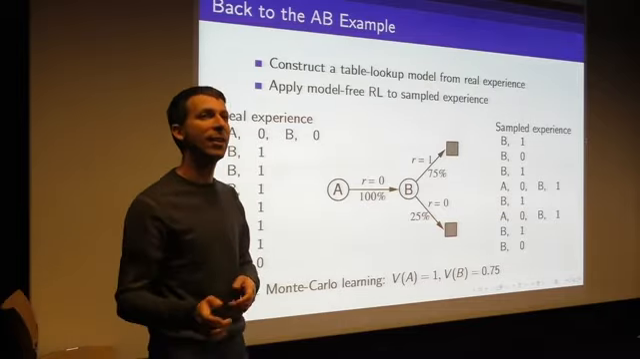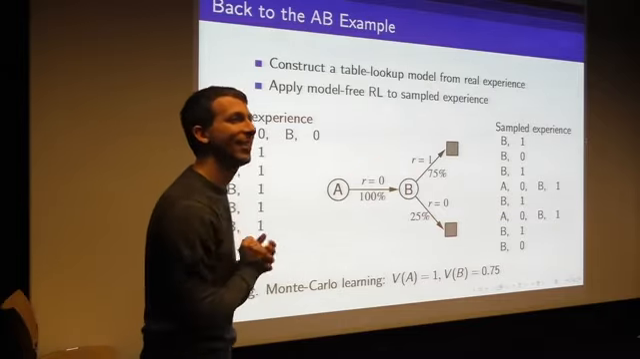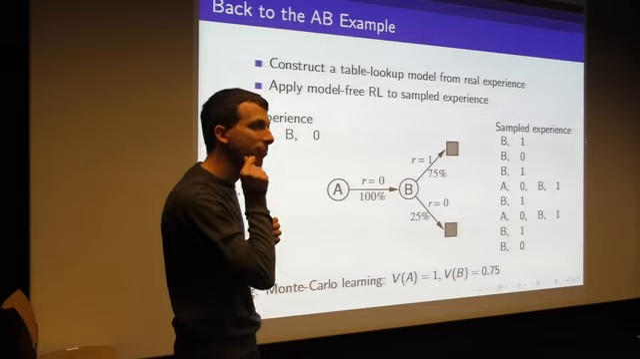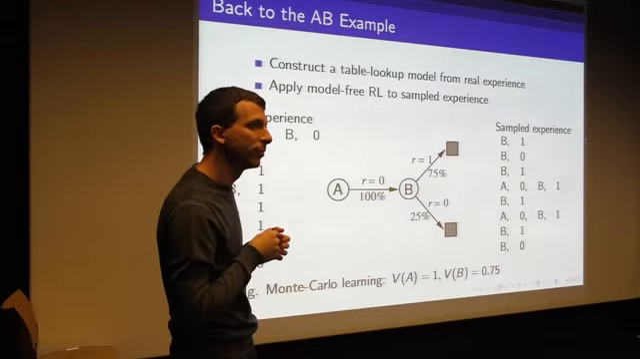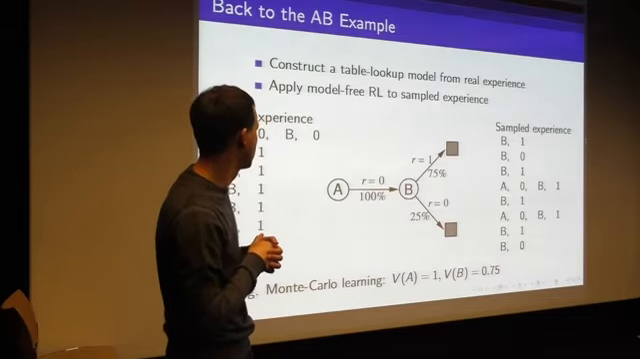Okay, I'm going to take one more question and then move on. So I think, yeah, let's go. Just a simple one. How do we get V of A is equal to 1? Because we get 0 from A, right?